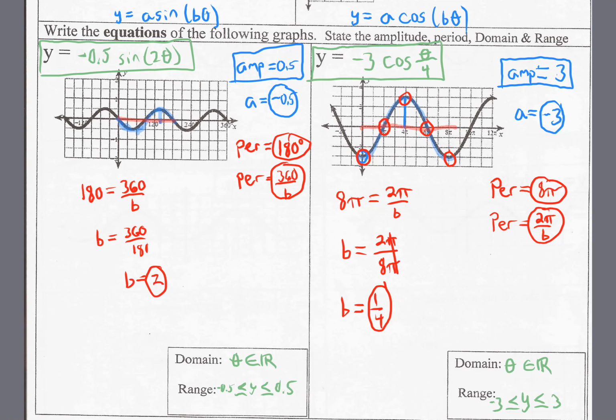So any questions on the notes from today? Wait, I have a quick question. Yes, go ahead. So are all the domains going to be all real numbers, Mr. Morrison, always? For sine and cosine graphs, yes, they will always be all real numbers. Gotcha. Okay, thank you.